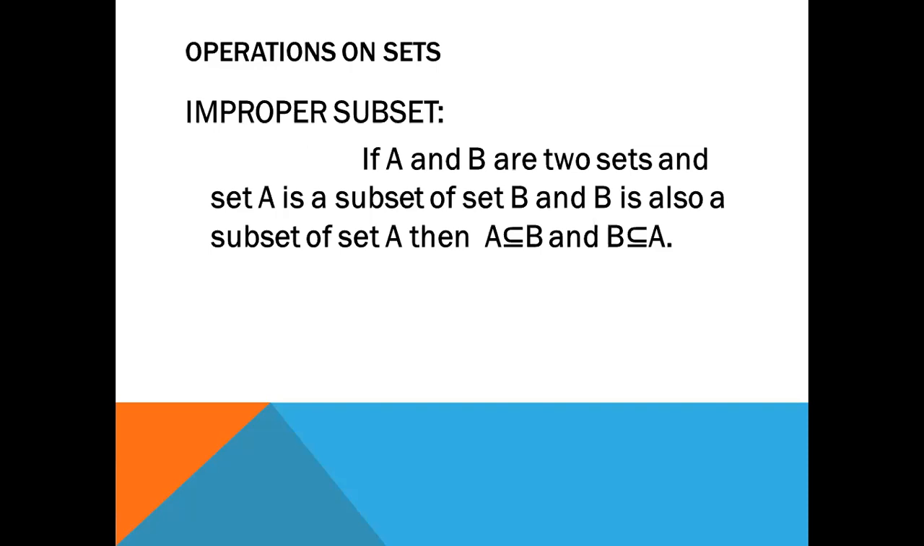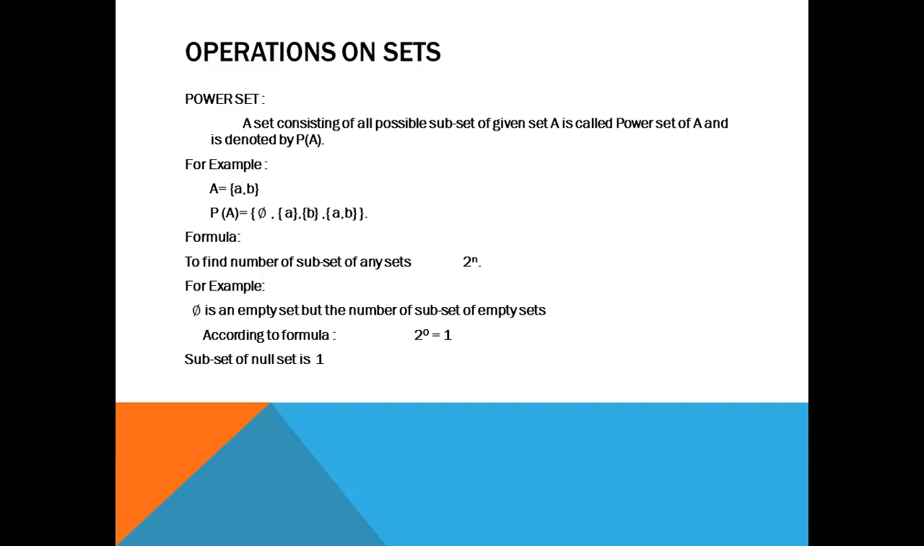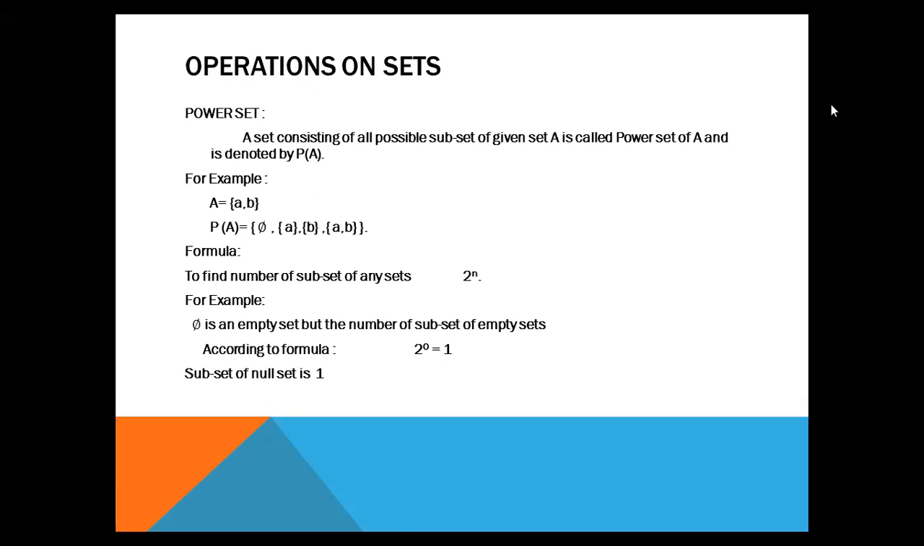And at the end, we did power set of A. Power set, when we find all the possible subsets of any set and we enclose them in the curly brackets, then that new set is called the power set of that set. And we represent it P of A or P of B or P of C. To find the number of elements of the power set of A, we use the formula 2 raised to the power n, and n is the number of elements of the set, any set.